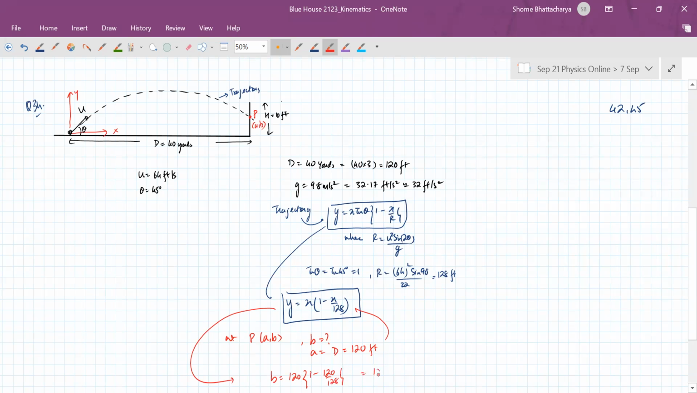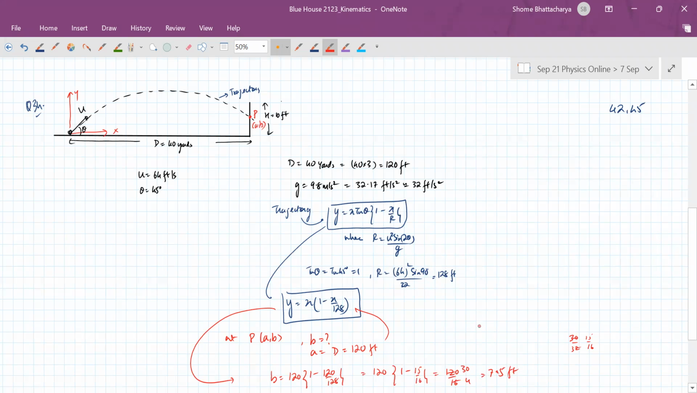So that is 120 into 1 minus, now we can divide this by 4, for example. So further divided, 1 by 16. It's like 120 into 1 by 16. Yes, this will become 120 by 16, correct? So 30 by 4 or 7.5 feet.